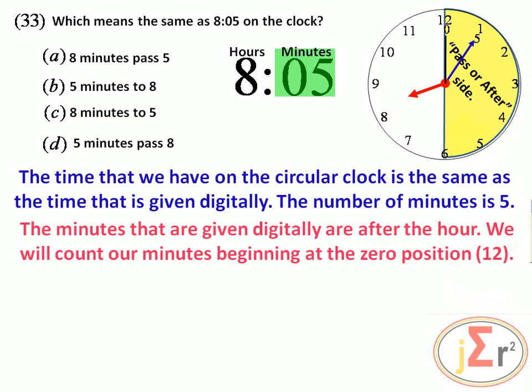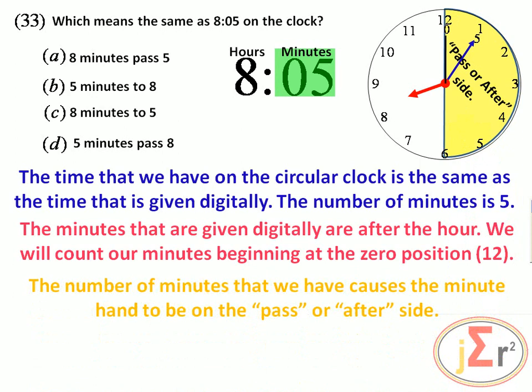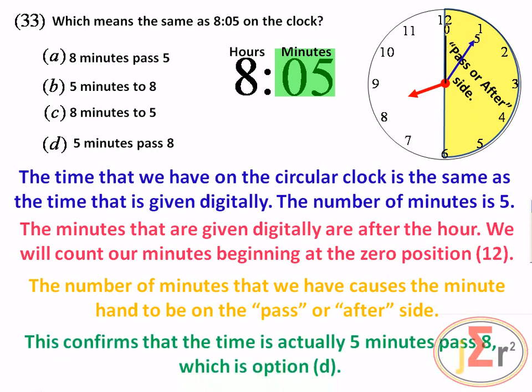Do not forget that the first half of the clock is the pass or after side. The number of minutes that we have causes the minute hand to be on the pass or right. So we know as long as the minute hand falls in this half, we are going to say appropriately that it is pass or after. Good. So this confirms that the time is actually 5 minutes past 8, which is option D.